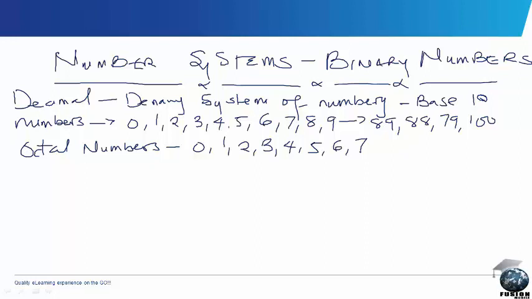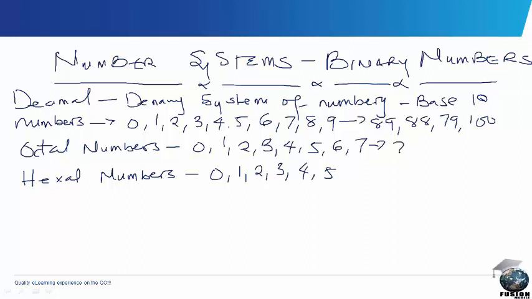We have another system of numbering we call the hexal numbers. They consist of digits like 0, 1, 2, 3, 4 and 5. The hexal numbers have 6 digits, so the 6th number is not included. The maximum of the octal numbers can be an example like 77.